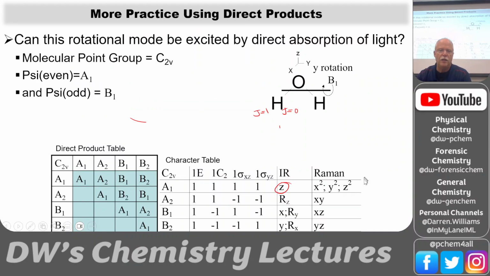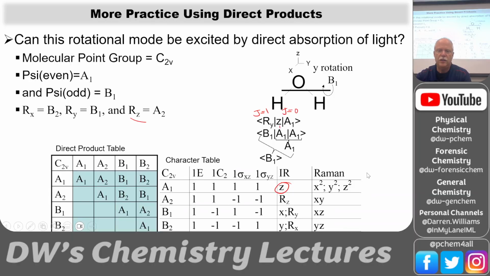Yeah. So we set up our transition dipole moment integral. And notice when we do that, Z polarized light, the A1s carry down, and then we have B1 times A1, we end up with B1 in the end. And so this is going to equal 0. I'm just going to put it on there, Z equals 0, because it's not the top row.